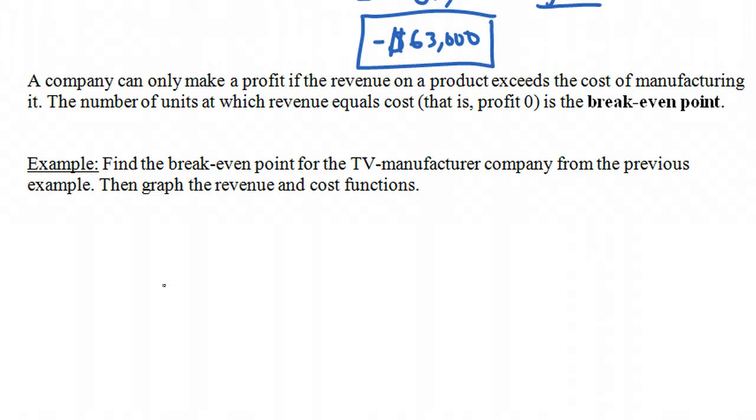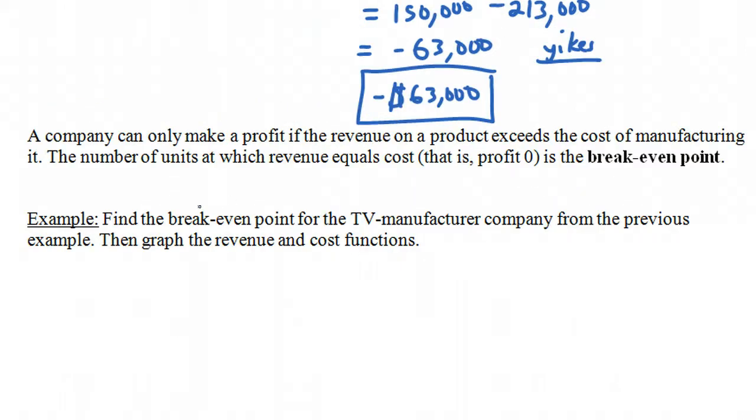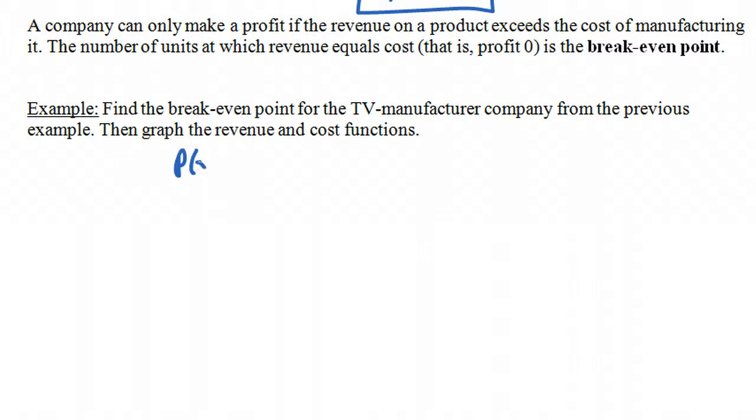Okay, the number of units at which revenue equals cost, in other words, when you have profit zero, is called the break-even point. So find the break-even point for the TV manufacturer company from the previous example, then graph the revenue and cost functions. Let's remind ourselves what the profit function was. P of X is 300X minus 213,000.